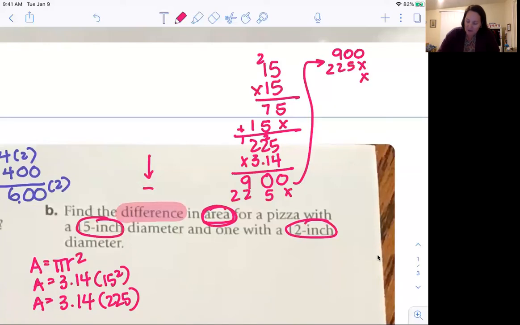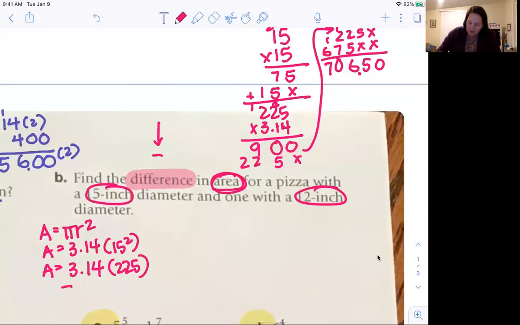Okay, let's keep going. 2 place markers. 3 times 5 is 15, carry my 1. 3 times 2 is 6 plus 1 is 7, and 3 times 2 is 6. So let's add that. 0, 5. 9 plus 2 is 11, plus 5 is 16, 10, okay, and I have 2 decimal points, so I get 706.50. So this one is 706.5 square inches. Okay, let's figure out the 12-inch pizza.